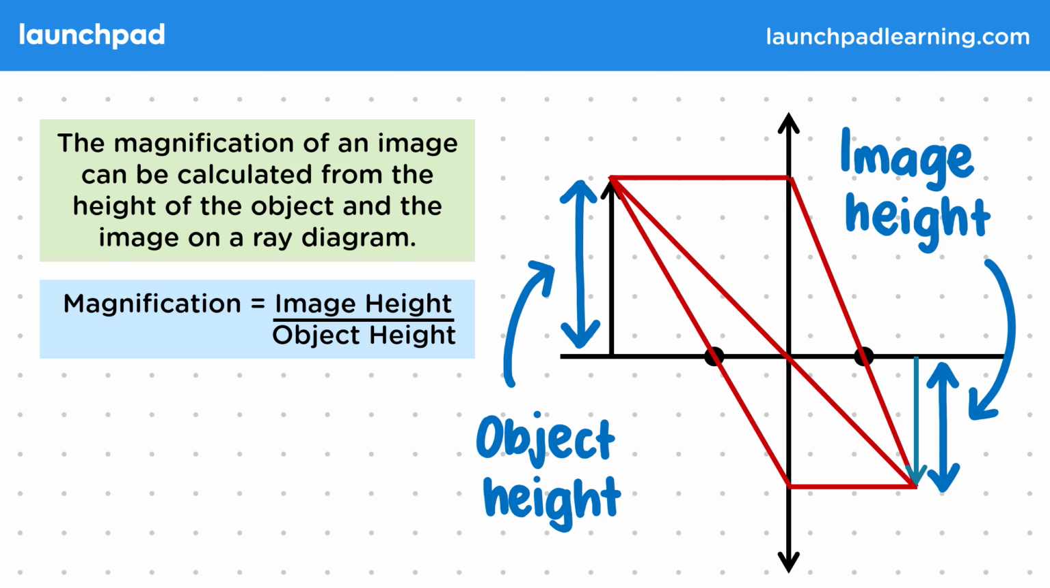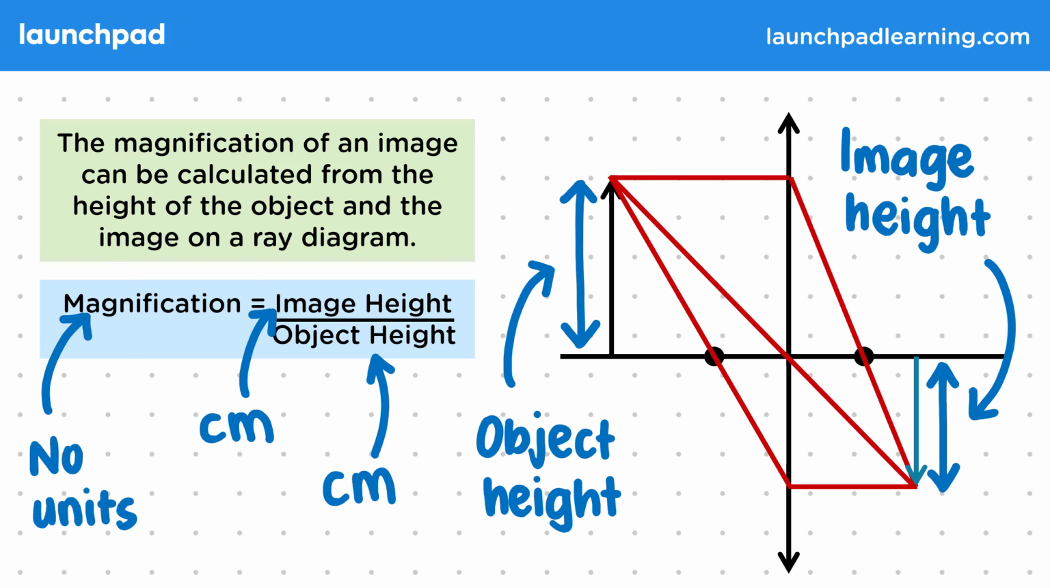Now, what units do we use for our equation? Image height and object height are both distances, so we should use units of distance like centimeters. Technically, you could use any unit of distance, meters, yards, miles, etc. But at GCSE, you'll only be using centimeters and meters. Then the magnification will have no units, since we've divided a distance by a distance. The magnification is just the ratio between these two heights.